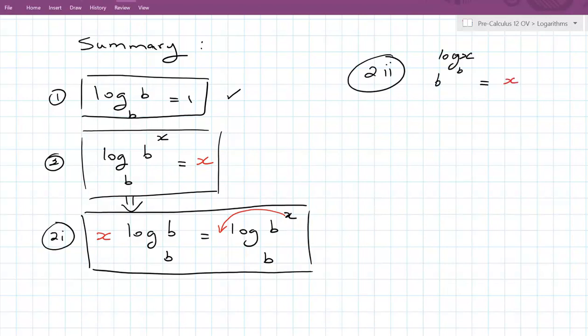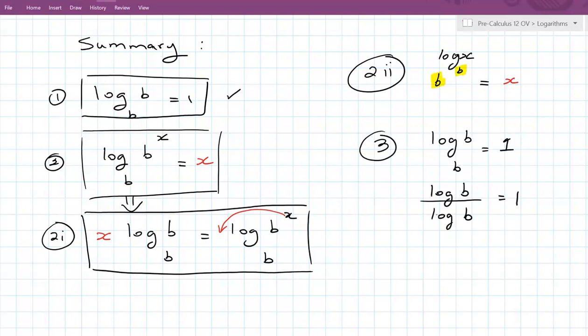Another extension of law number 2 is this one right here, where b to the power of log of x base b is equal to the argument of the log. As long as you have these two bases the same, then the log of x base b as an exponent gets simplified to become only x, when it's raised to that power. All right, so that's another one.